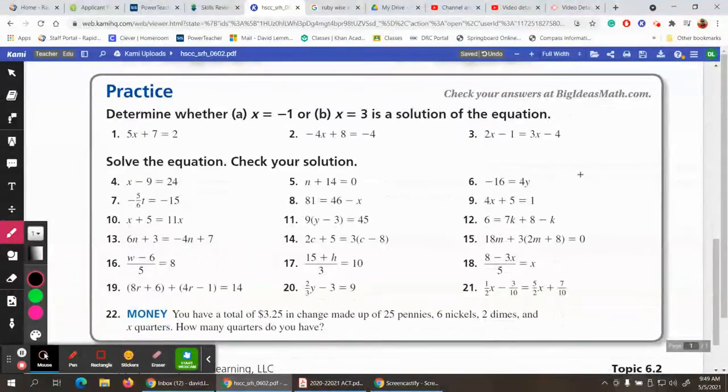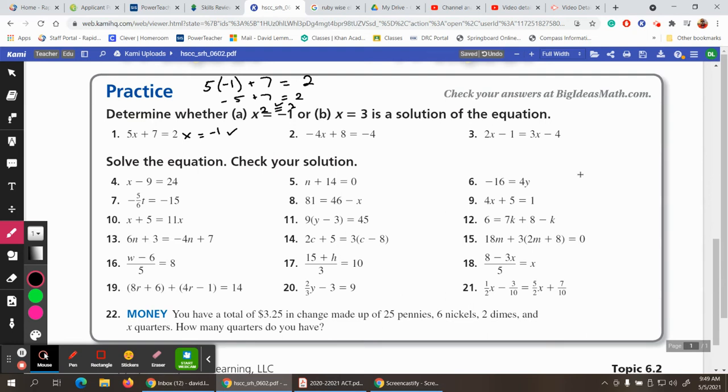All right, so all you do again for the first practice is you're plugging these in, okay? You're going to say, hey, does 5 times -1 plus 7 equal 2? Well, that is -5 plus 7 equals 2. 2 equals 2. Well, yes, it does. So x equals -1. That one is a solution.